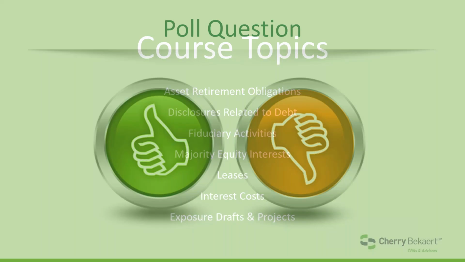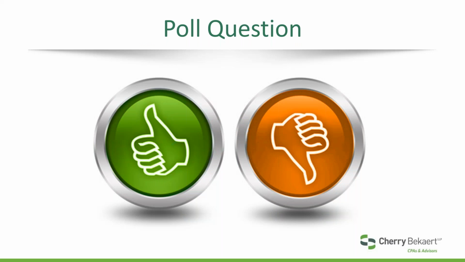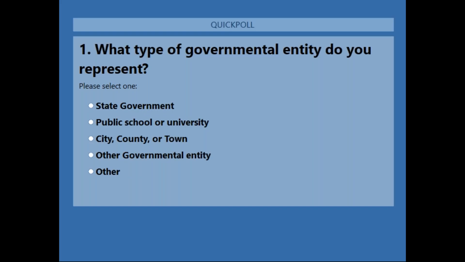And we're going to go ahead and kick this off with a polling question right off the bat. So Morgan, could you display the polling question, please? Okay, so I am asking what type of governmental entity you represent: a state government, a public school or university, city, county, or town, other governmental entity, or other.